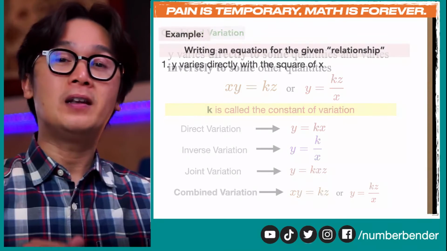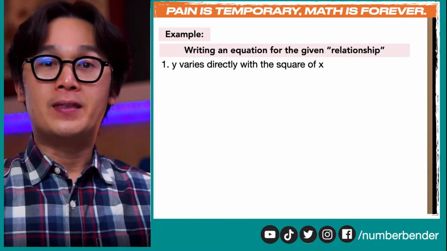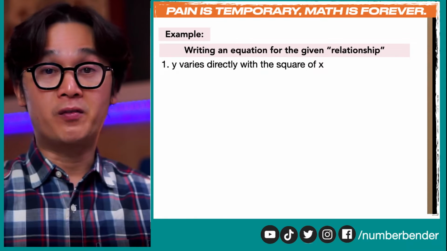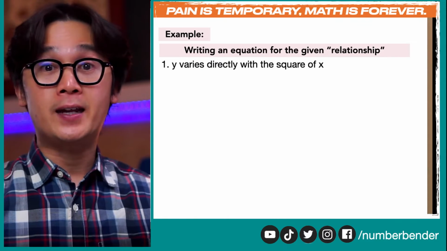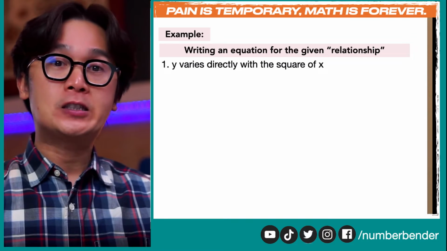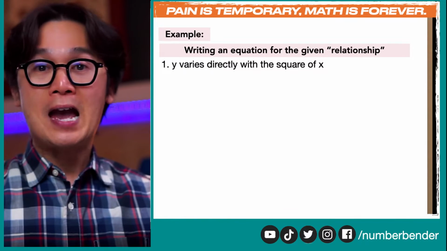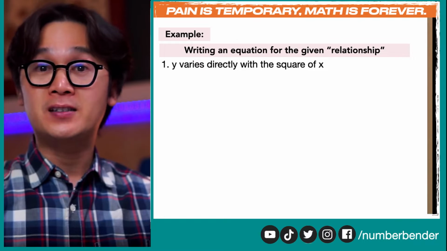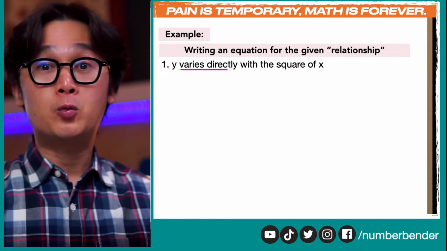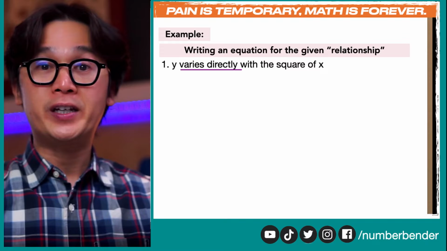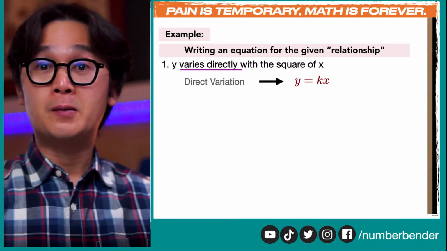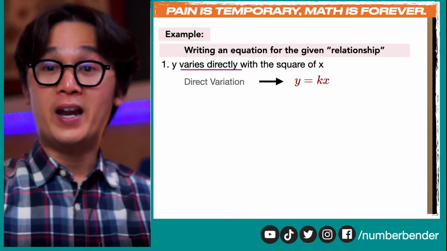So now let's work on one of the most important parts of answering word problems involving variation, which is translating your verbal statement into its algebraic form. So we have here, y varies directly with the square of x. So our clue here is that we're working with direct variation, and we know when we are working with direct variation, we're working with the formula similar to y equal to kx.